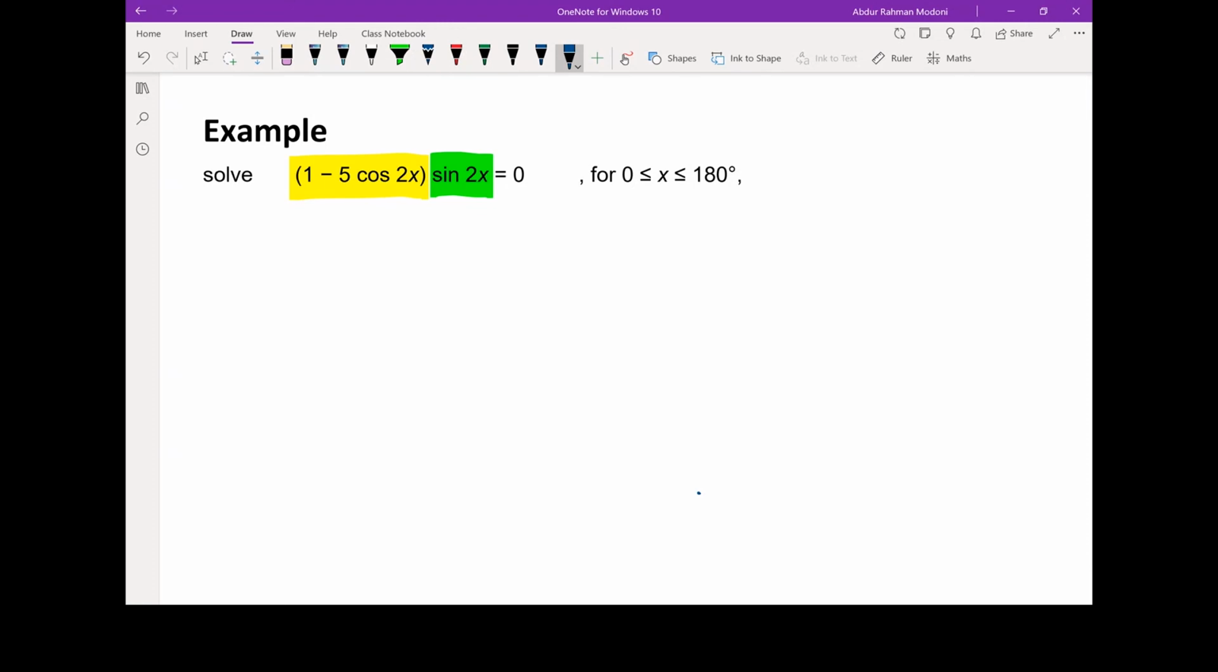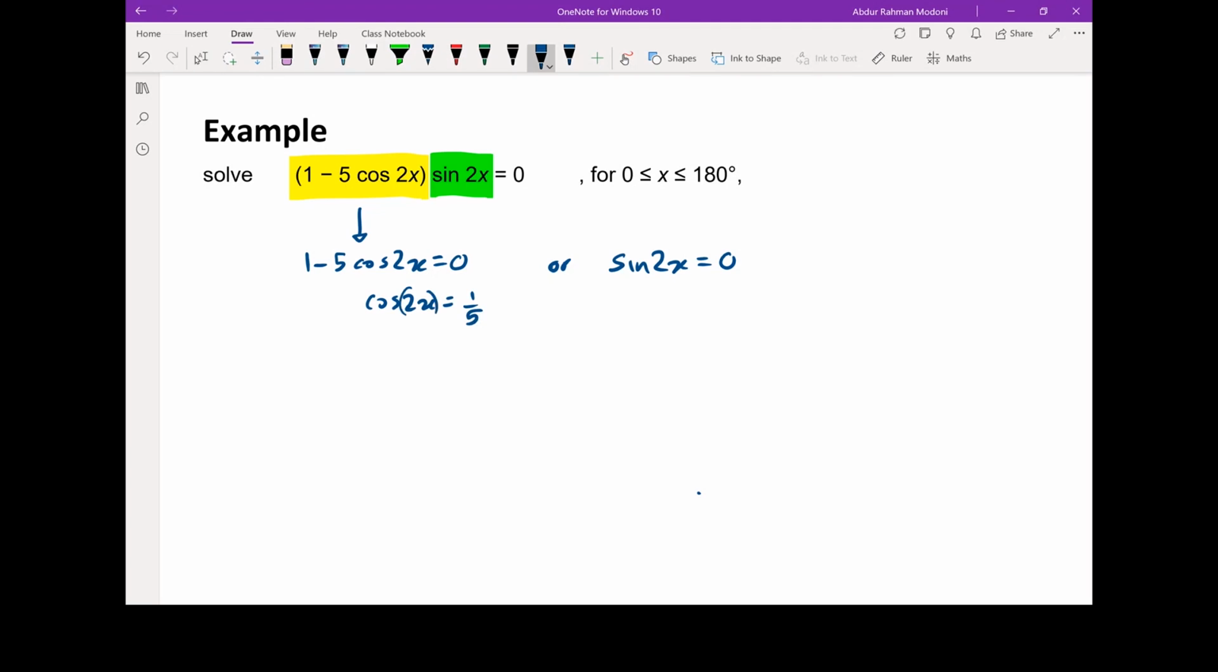So how do we go about solving this? These two factors multiply to give an answer of 0. Therefore, one of the factors must be 0. Going with the first factor, 1 minus 5 cos 2x could equal 0, or we could have sine 2x equal to 0. So we can go ahead and solve the first equation. We then have cos 2x is equal to 1 over 5.